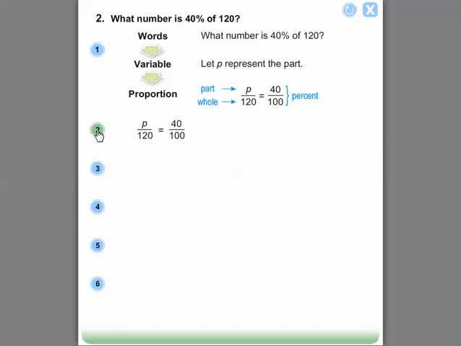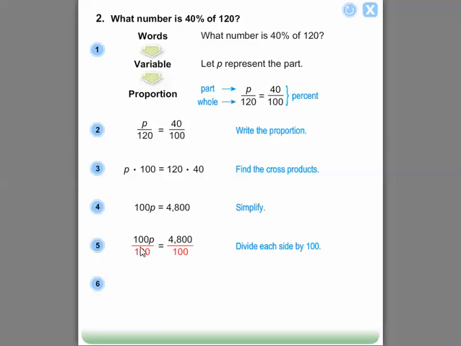Then we're going to rewrite the proportion. P over 120 equals 40 over 100. And then we're going to find the cross products. So P times 100 is equal to 120 times 40. We can simplify that. So we have 100P equals 4,800. And then we're going to divide both sides by 100, so we get P by itself. And we get P equals 48, and we can state our solution. 48 is 40% of 120.